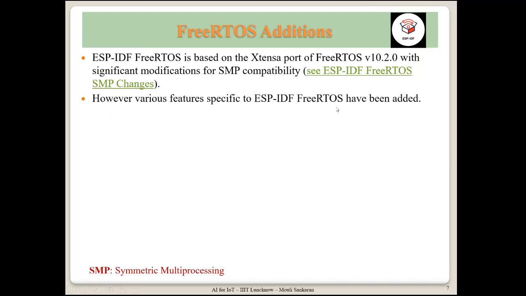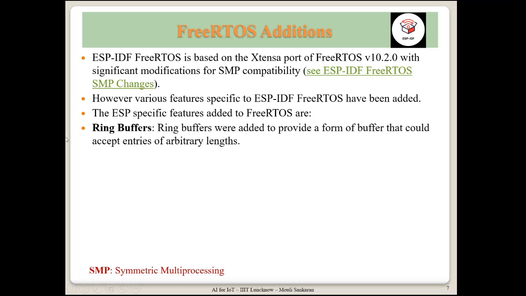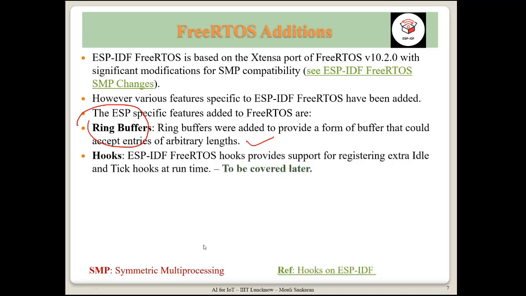Okay, various features of FreeRTOS have been added. They have added some new features also. One of them is the ring buffer, which I explained, is not available on FreeRTOS. It is only available on FreeRTOS which is ported to ESP32. Whatever I explained to you about the ring buffer is not there on vanilla FreeRTOS. It is only specific to FreeRTOS ported onto ESP32.